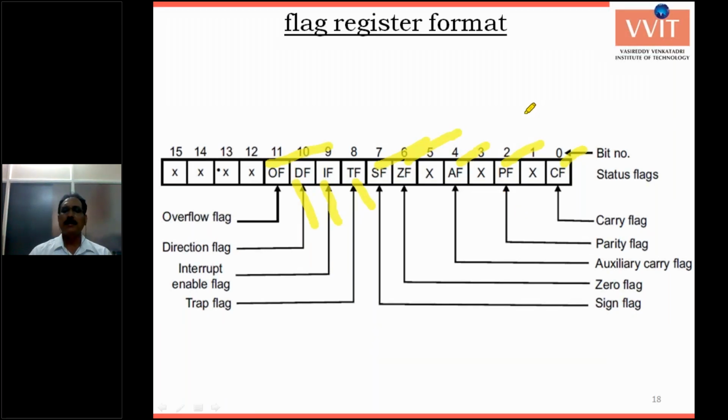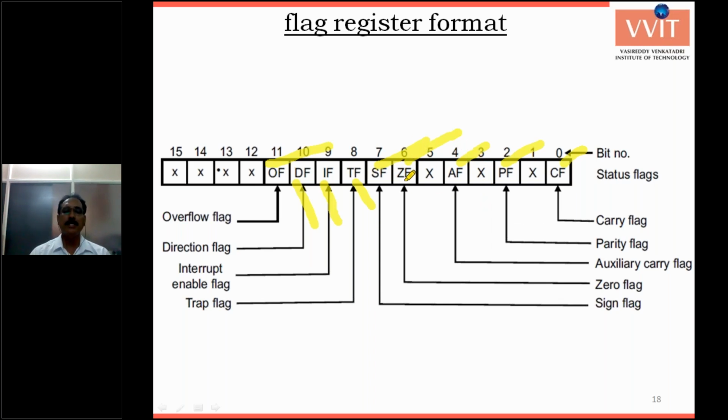For the parity flag, if the result contains an even number of ones, the parity flag is 0; with an odd number of ones, the parity flag is 1. Next, the auxiliary carry flag, used for BCD arithmetic operations. If a carry is transferred from the lower nibble to the upper nibble, that is, from the first digit to the second digit, or in subtraction a borrow is transferred from the second digit to the first, the auxiliary carry flag is set. That is for simple BCD arithmetic operations.